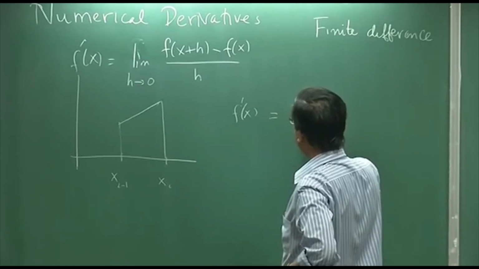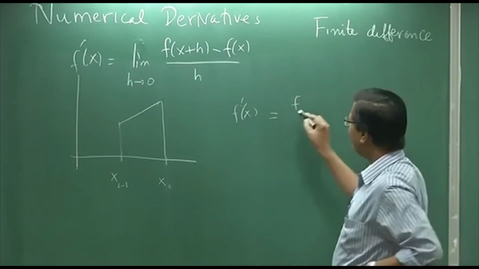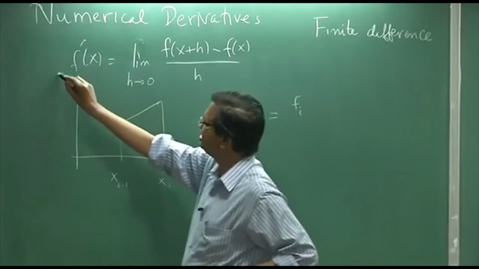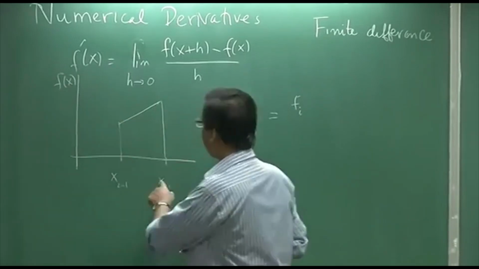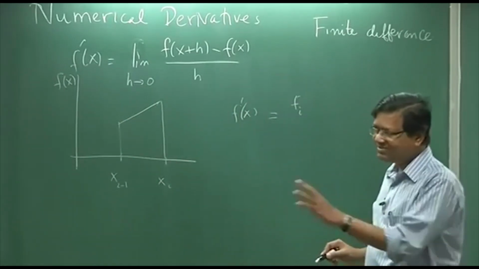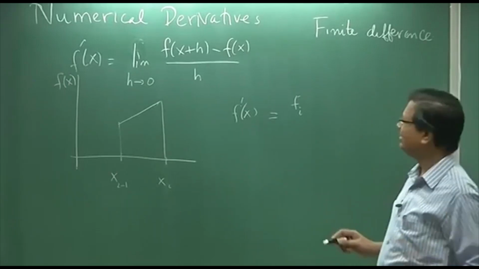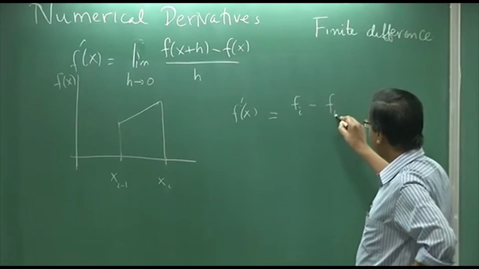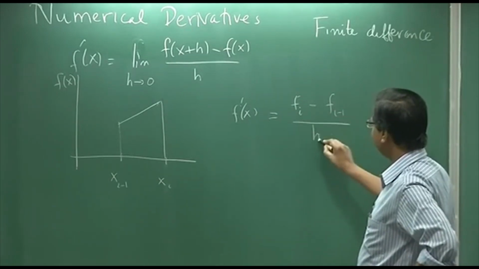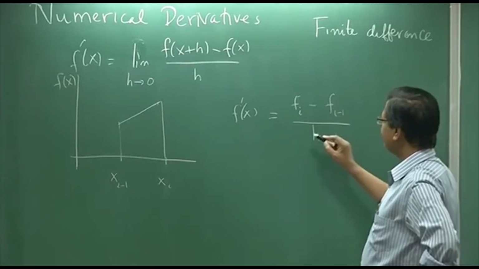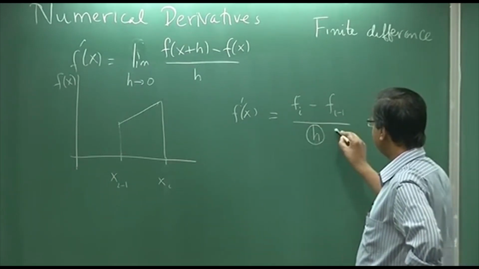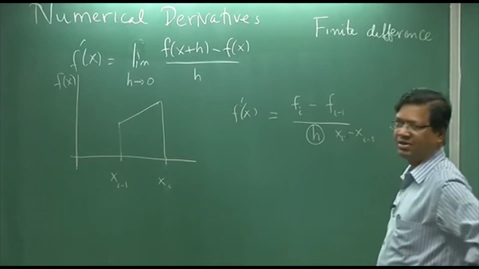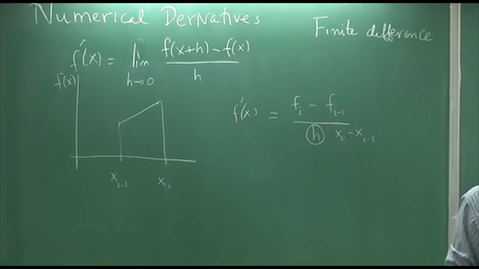I am going to put in a shorthand. f i means the function value at xi. The formulas are a bit long, so we need to use as much shorthand as possible. So f i minus f i minus 1, divided by h, where h is xi minus xi minus 1. This is good, this is in fact exact.